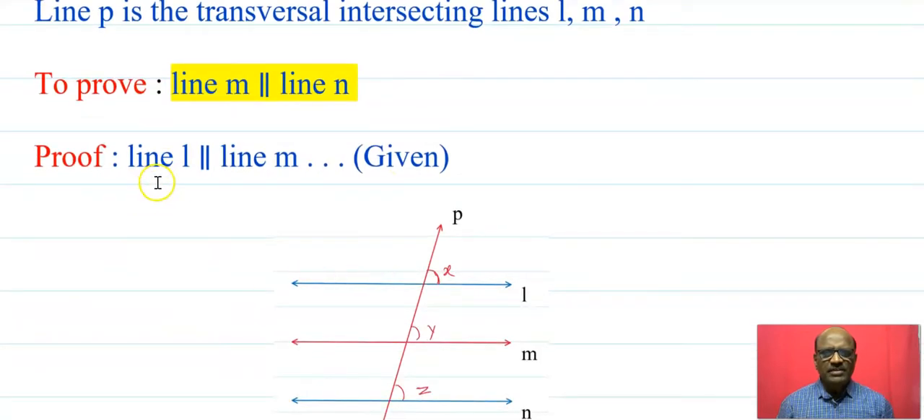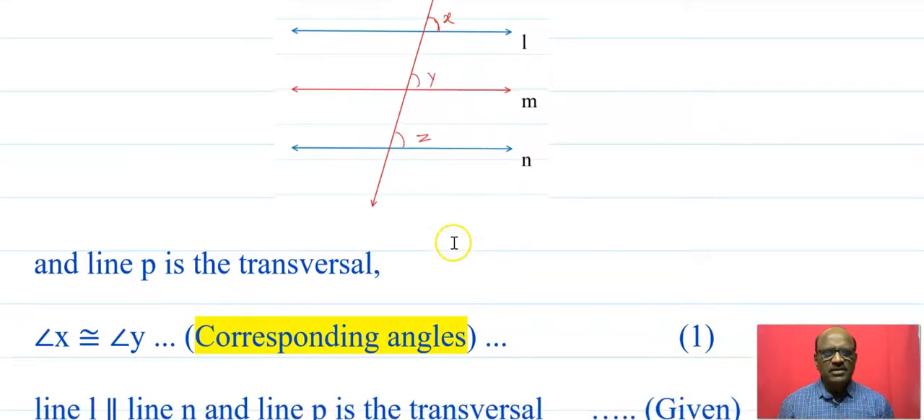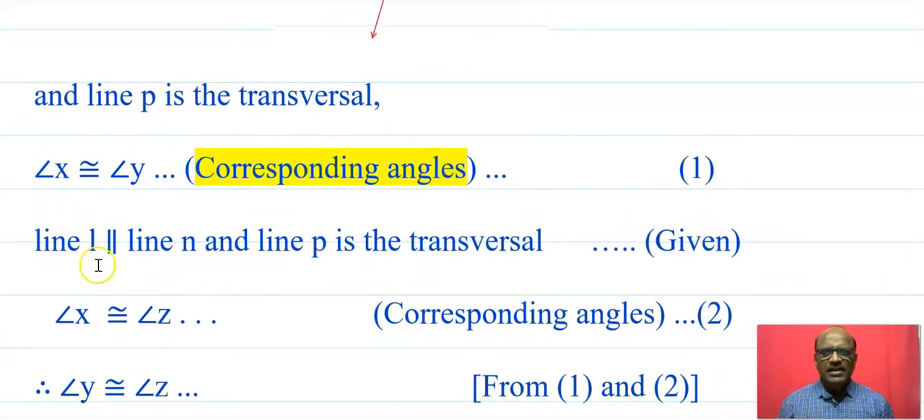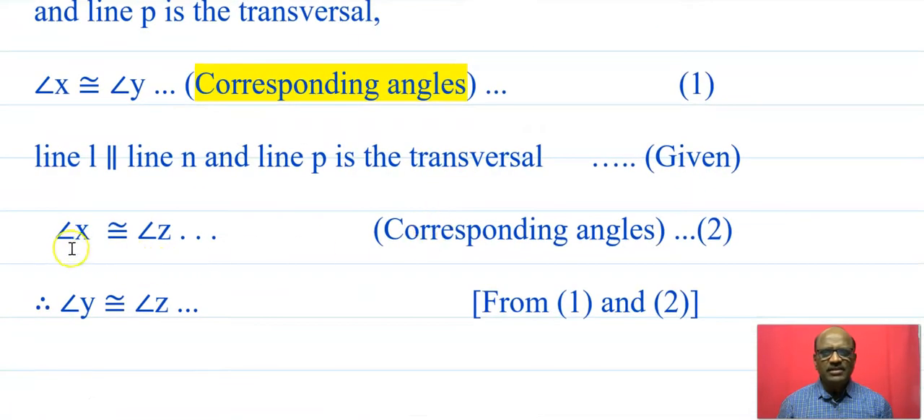Now we have given that the line L is parallel to line M. As these two lines are parallel, angle X and angle Y are the corresponding angles. Therefore, angle X is congruent to angle Y. These are the corresponding angles. Next, line L is parallel to line N. And again, angle X and angle Z are the corresponding angles and they are equal.